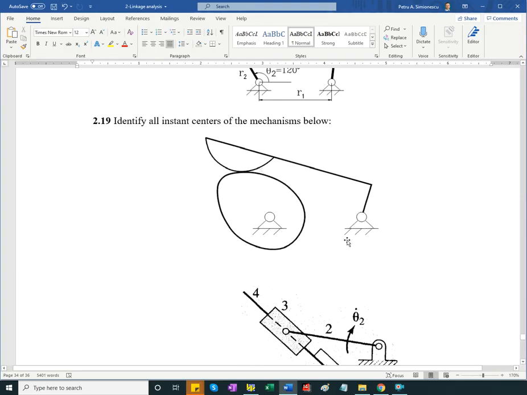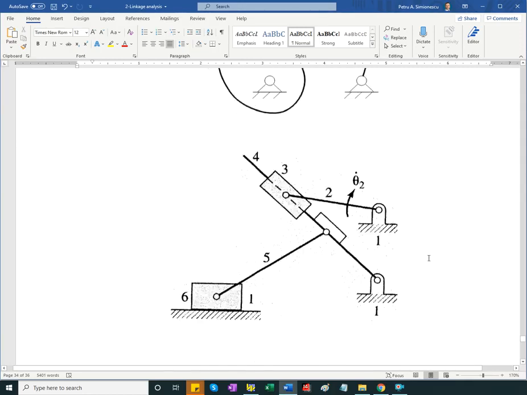Instant centers: two bodies in contact, find the common normal. We go with the common tangent, it's easier. Common normal, Kennedy line, 1, 2, 3. So I have 1, 2, and 1, 3, 1, 2, 3, yes.